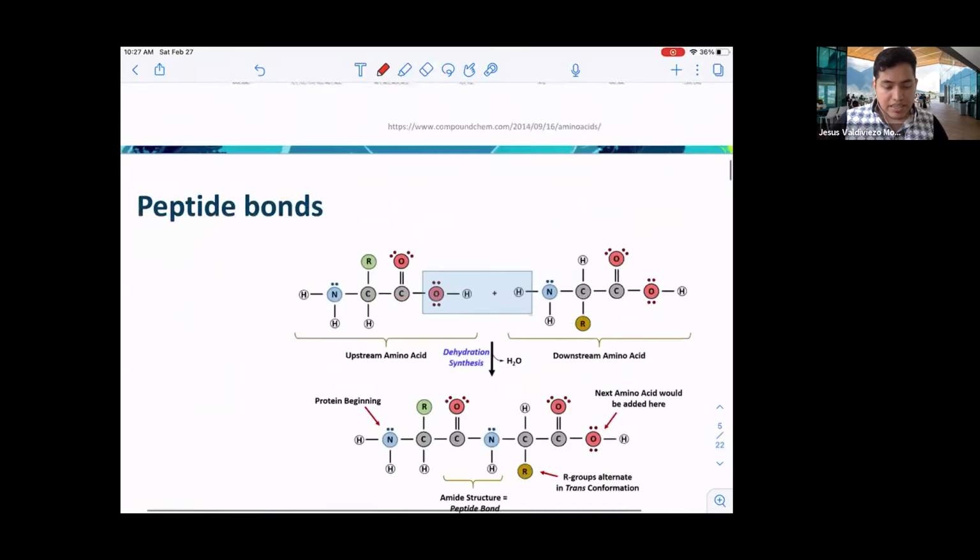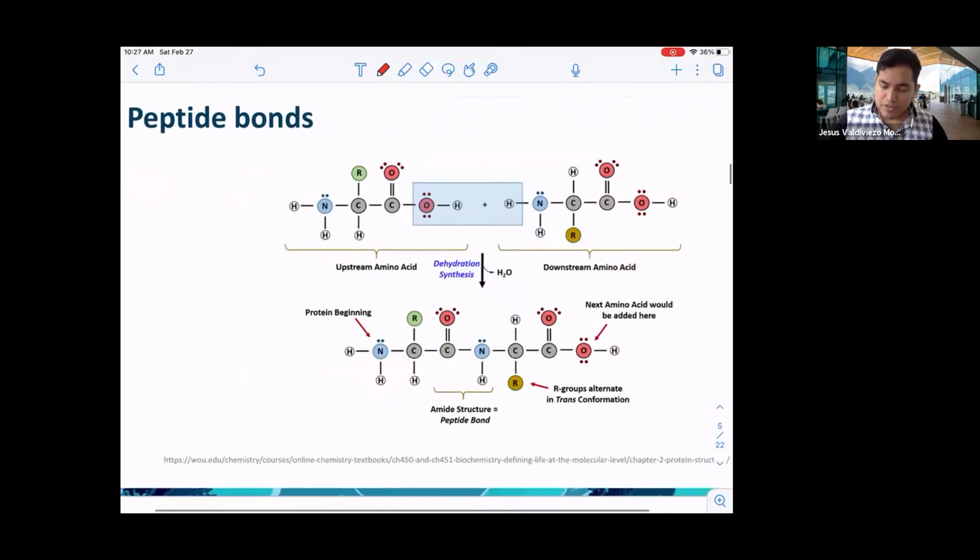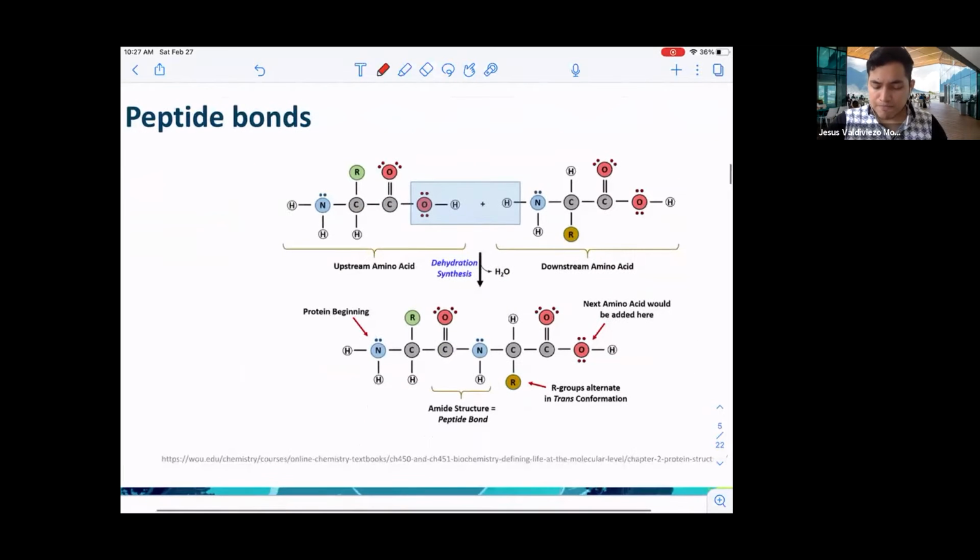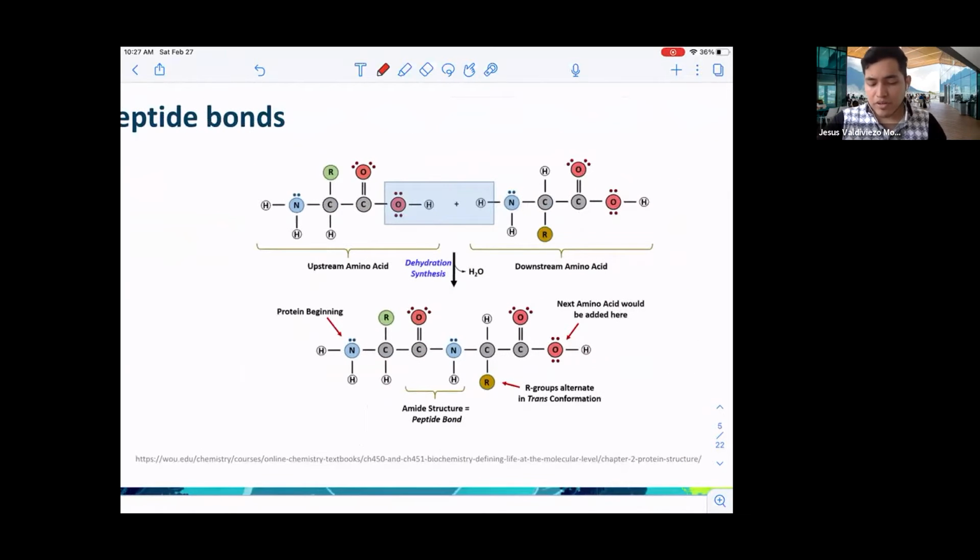As I was mentioning, to form a protein, we need peptide bonds, and the way to create a peptide bond is to unite the carboxylic acid from one amino acid and the amino group from another amino acid, and this allows us to have what is called the peptide bond. In the process, we release water.